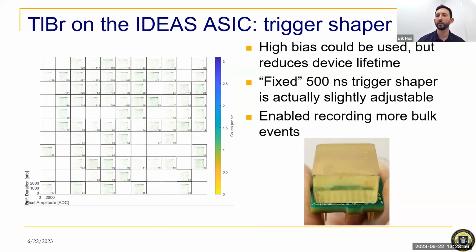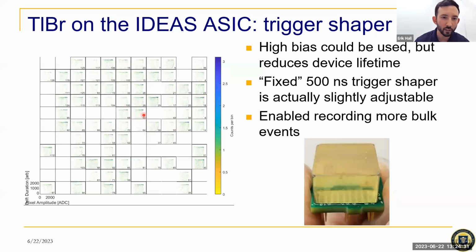So the company quoted it as a 500 nanosecond trigger shaper. We found it was slightly adjustable between 400 to 600 nanoseconds, but it's still really fast for thallium bromide. And because it was so fast, it was rejecting some events when conducting measurements of thallium bromide. On the left here I have a video of all the pixels from a 9x9 pixel array, but let's just focus on this one pixel here.